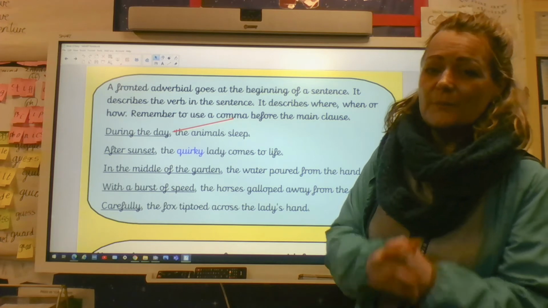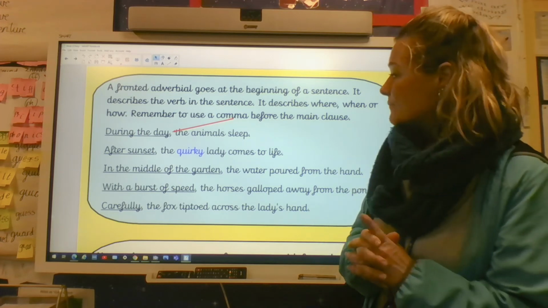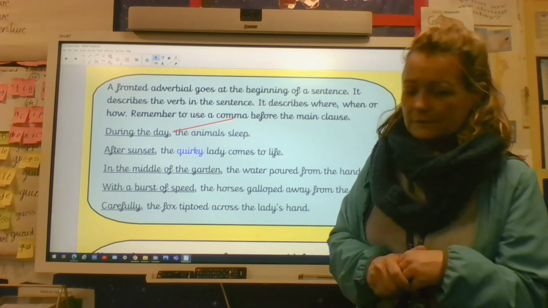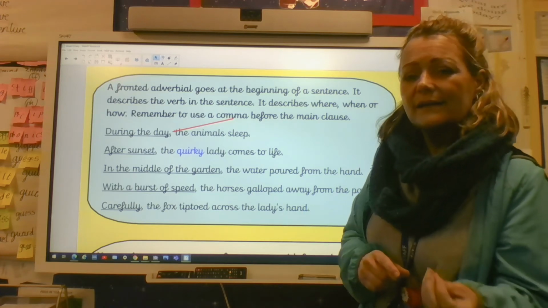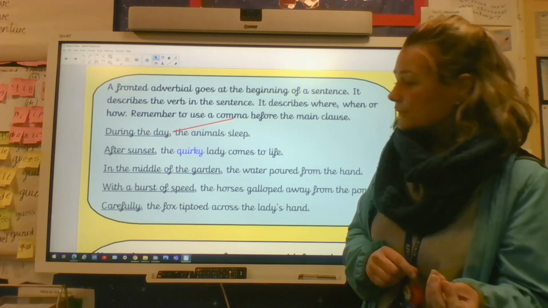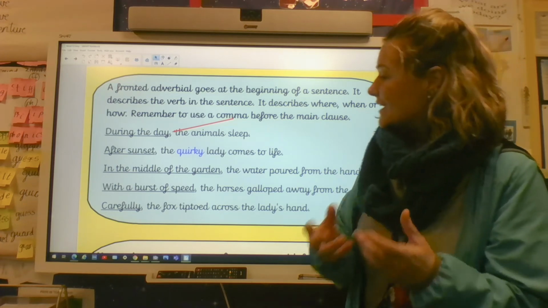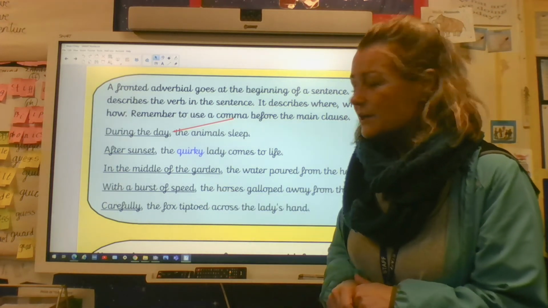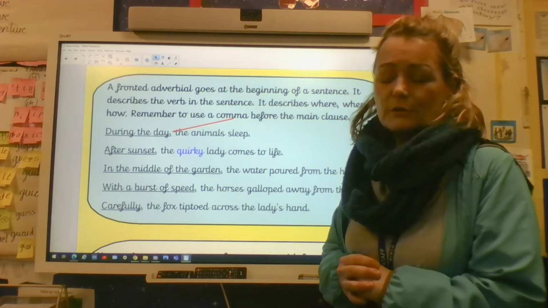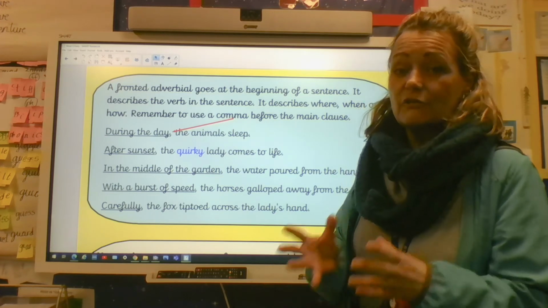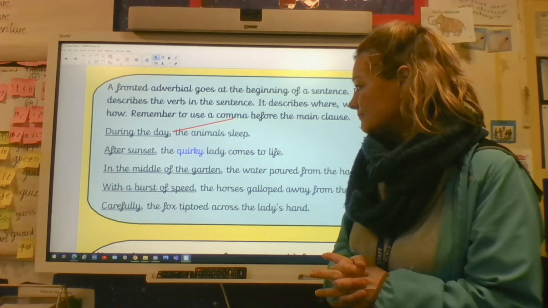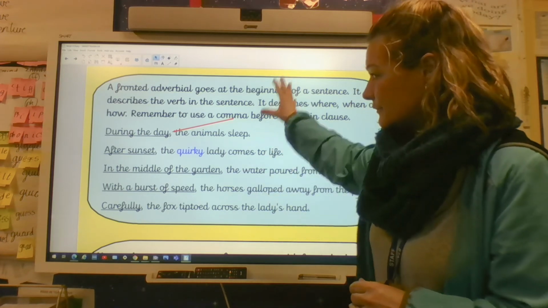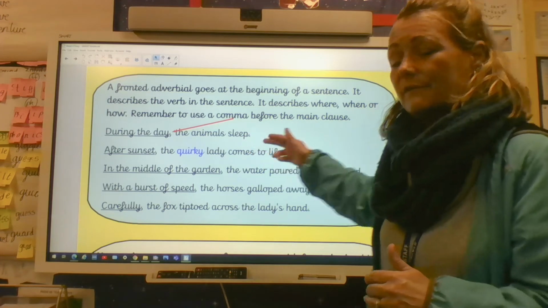Okay, so you might have come up with other adverbs such as heavily the fox tiptoed across the lady's hand, or quietly the fox tiptoed across. Any of those ly words would work, wouldn't they, if they made sense to a fox tiptoeing across. But you could have come up with anything really to describe how it was being done. So I want you to do some of your own. These are my examples. You've hopefully had a chance to just play around with some of your own.